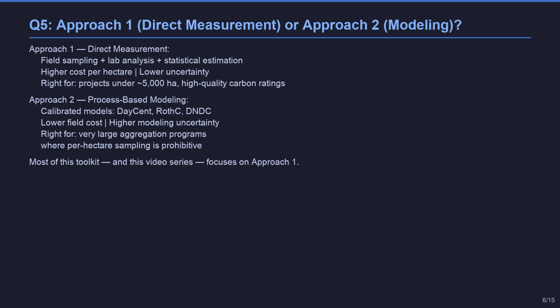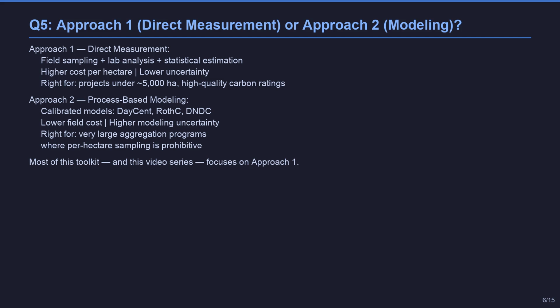Question 5 is where most projects diverge. Approach 1. Direct measurement means field sampling, lab analysis, and statistical estimation. Higher cost per hectare, lower uncertainty. Right for most projects under 5,000 hectares, and for projects targeting high-quality carbon ratings.